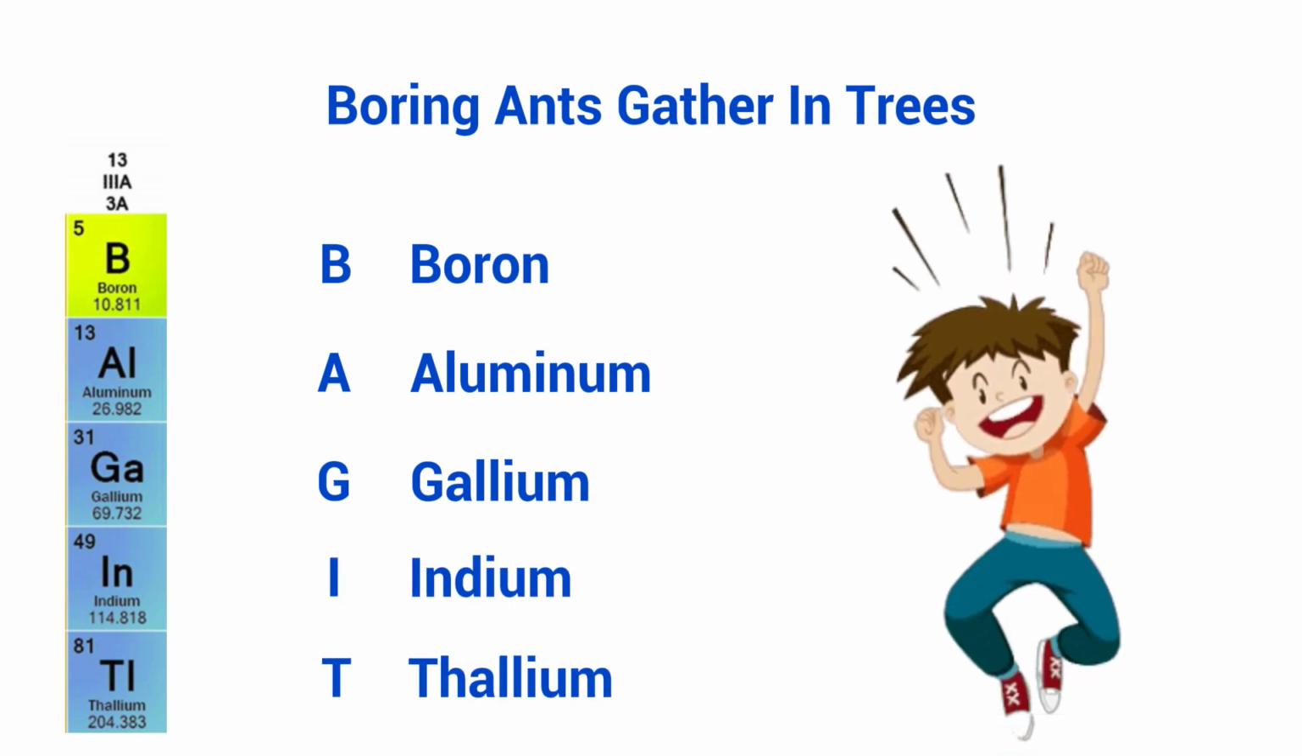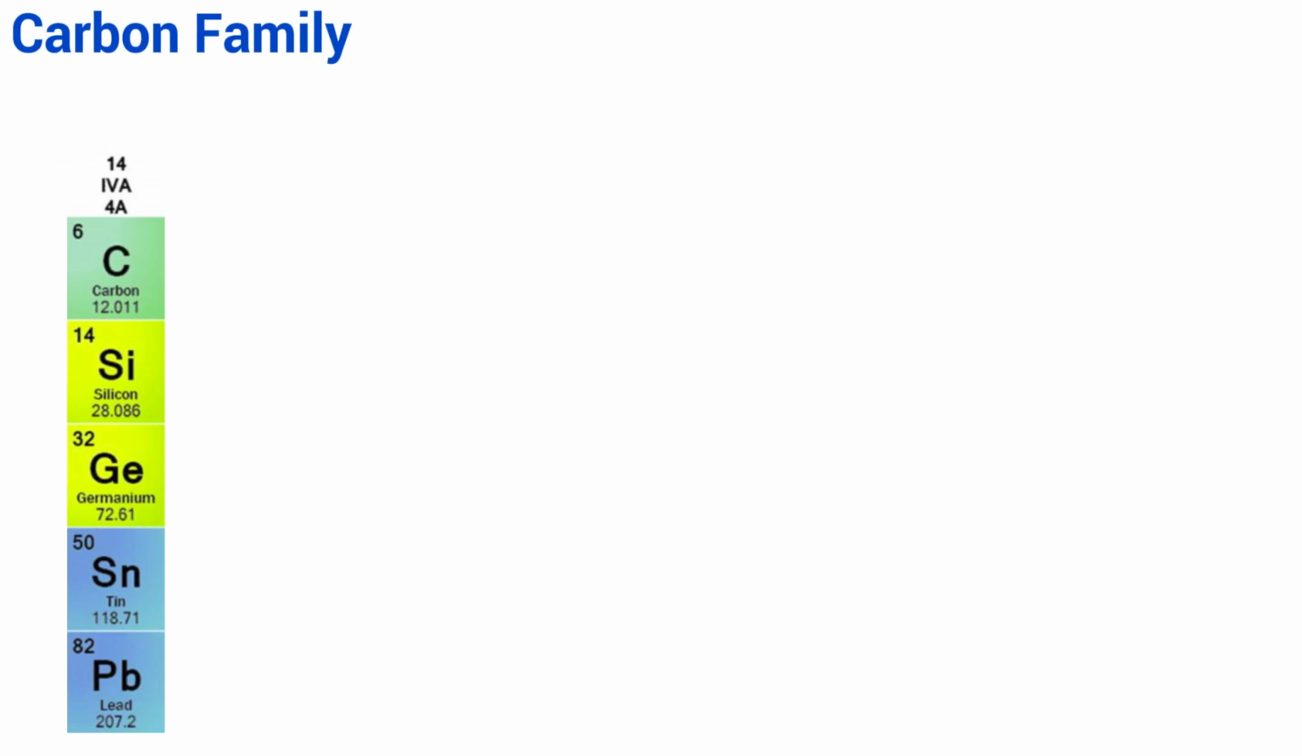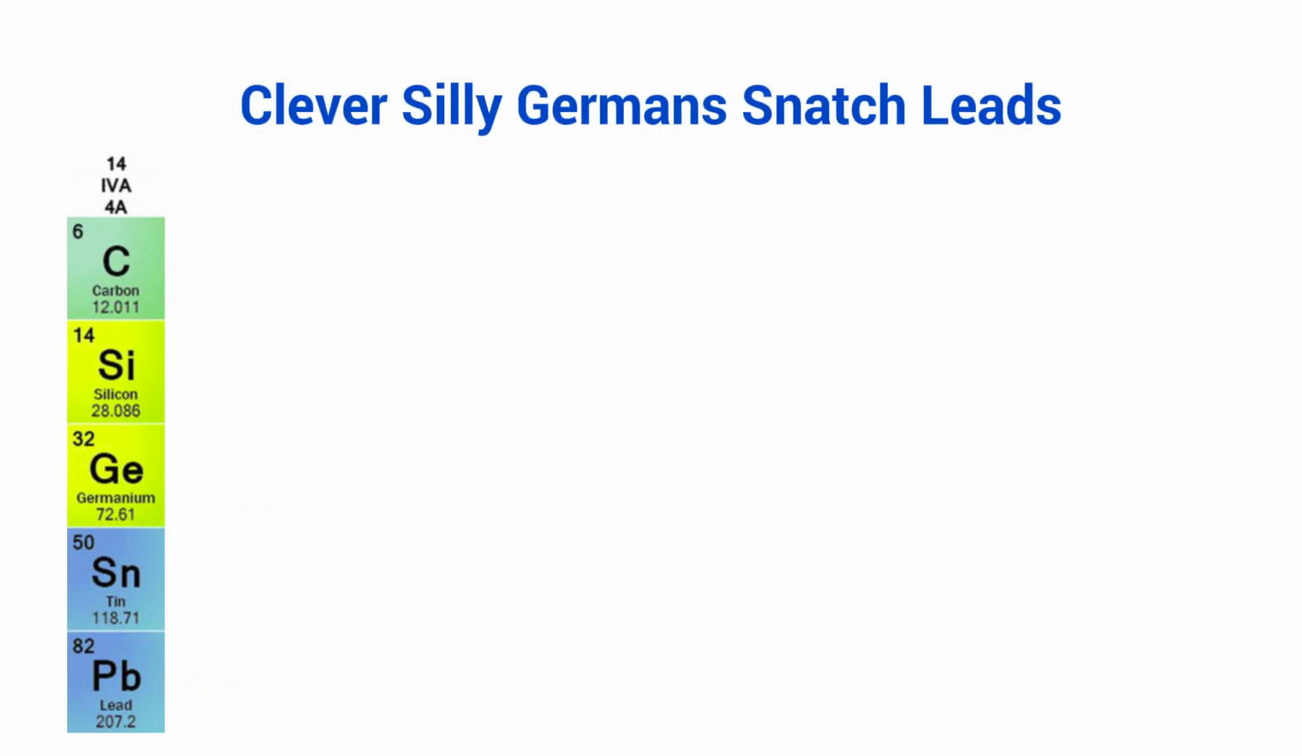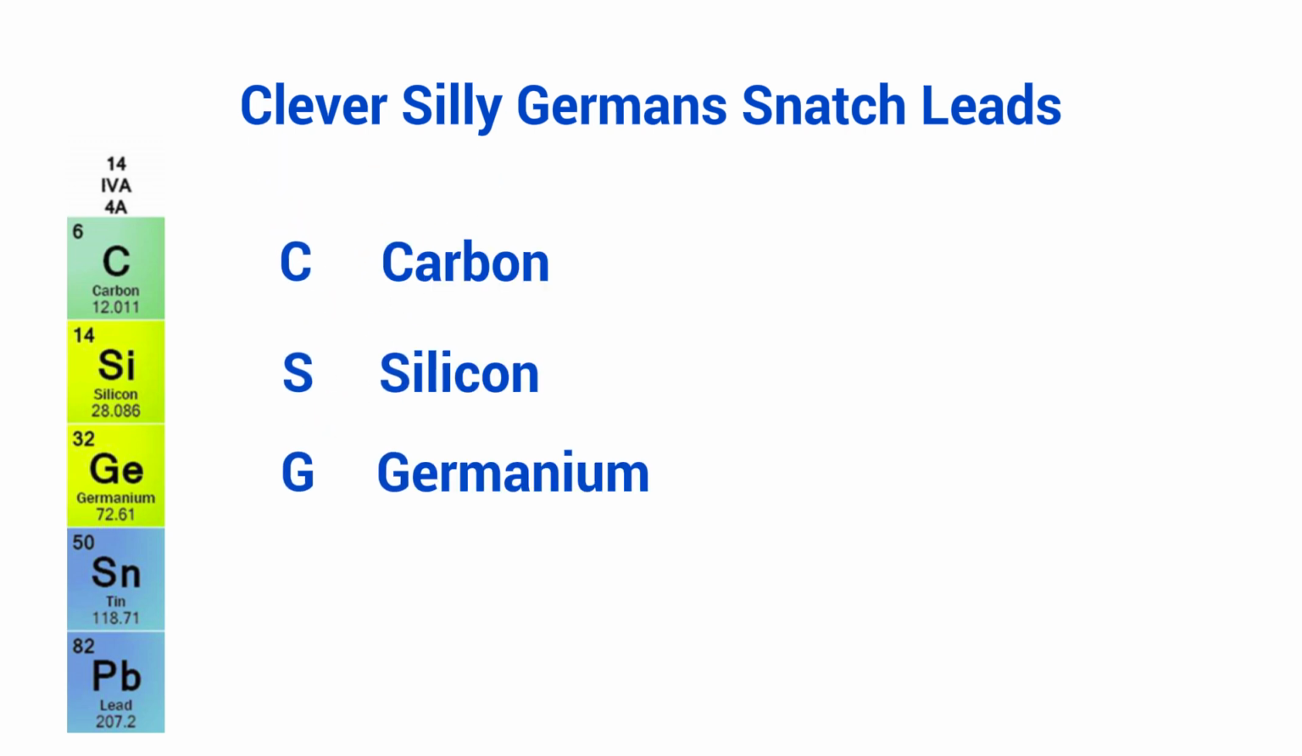It's so exciting. Here comes Group 14, which is the carbon family. This includes carbon, silicon, germanium, tin, and lead. Clever silly Germans snatch lead. Each first letter represents an element name. C represents carbon, S silicon, G germanium, S tin, and L lead. In this, the tin symbol is Sn, which we used in mnemonic.